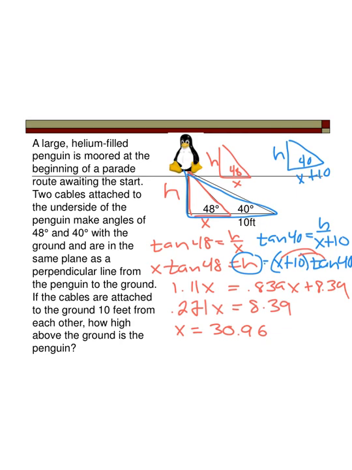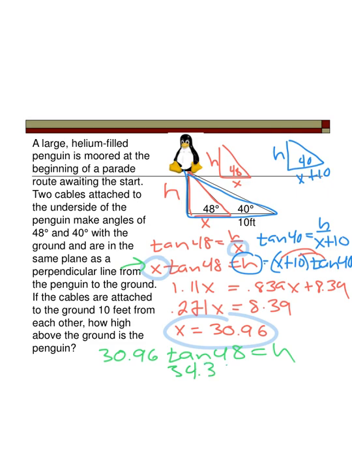So what I can do now, I have an x value. I can go ahead and take that value and plug it in either here or here to help me finish solving for my height. So if I take that second expression here, I would have 30.96 times the tangent of 48 is equal to h. And that gets me an approximate height of 34.38 feet as the height of my penguin.